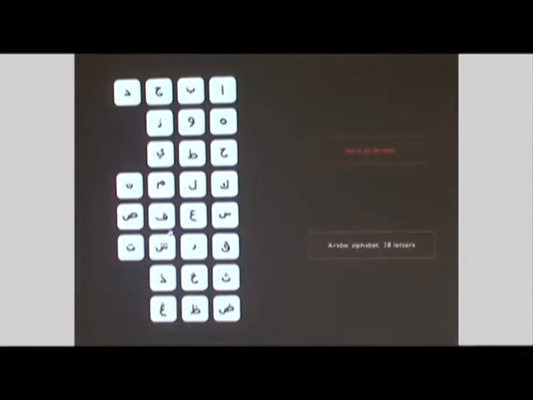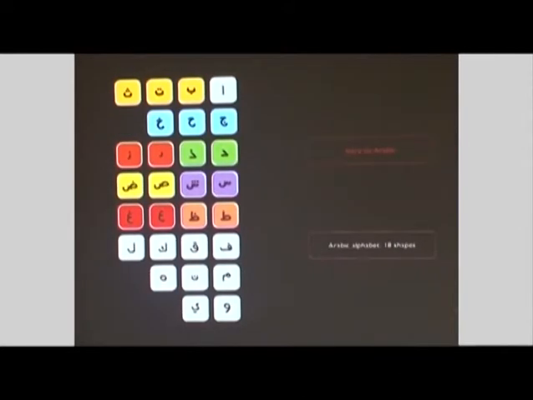Arabic seems complicated. Actually, it has only 28 letters. And out of the 28 letters, you have 10 similar shapes. So the difference in the shapes is in the position of the dots or their absence. And another speciality is the directions. So the Arabic, like any Semitic language, is written from right to left.